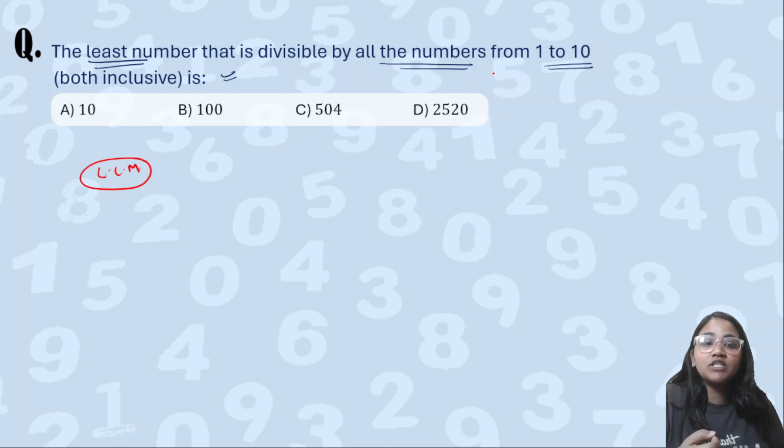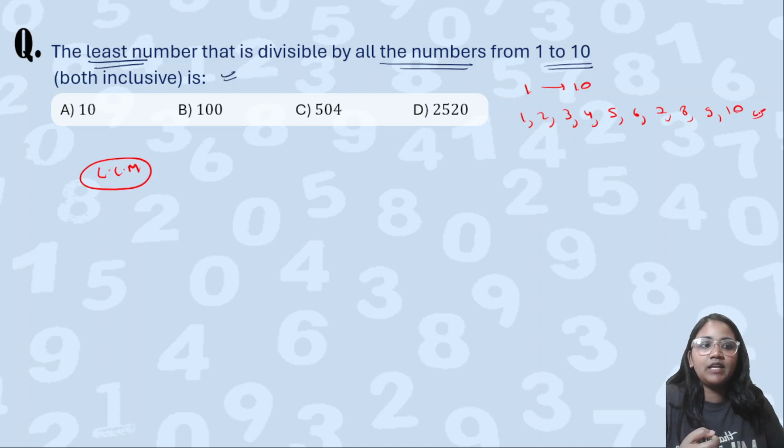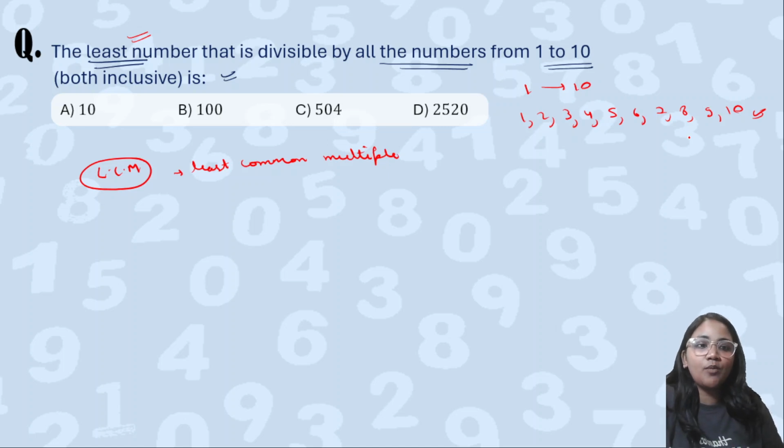So we need to find the number which is divisible by all the numbers from 1 to 10, like 1, 2, 3, 4, 5, 6, 7, 8, 9, and 10, by each number. Both inclusive means 1 and 10 we need to include. So we need to find what? We need to find a common multiple of each of these numbers, and we'll find the least number, so we'll find the least common multiple. I hope this is how you get to know how to solve a question, what is required to calculate in the question. Okay, so now let's find out the least common multiple.